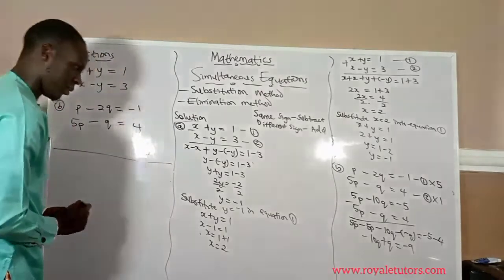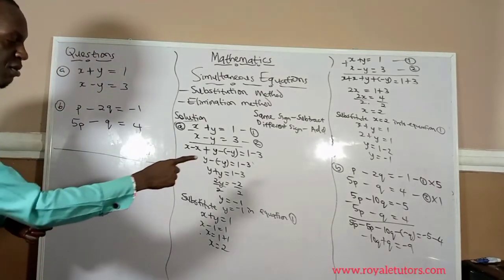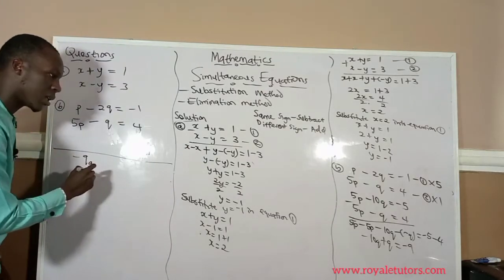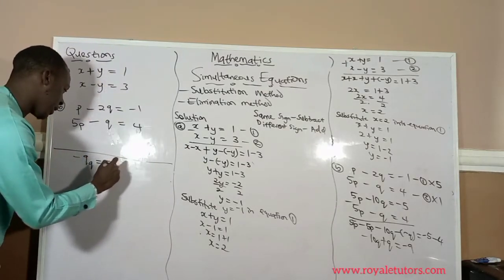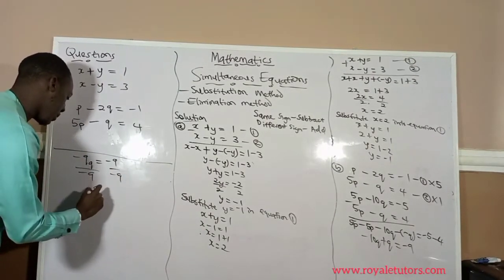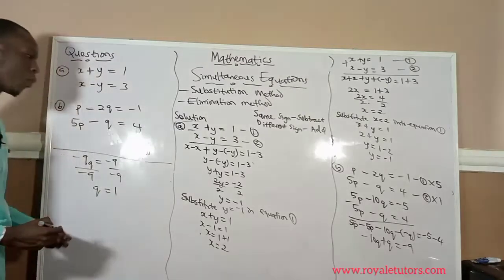We can say that minus 10q plus q is minus 9q, which is equal to minus 9. We divide both sides by minus 9, so we can say our q is equal to 1.